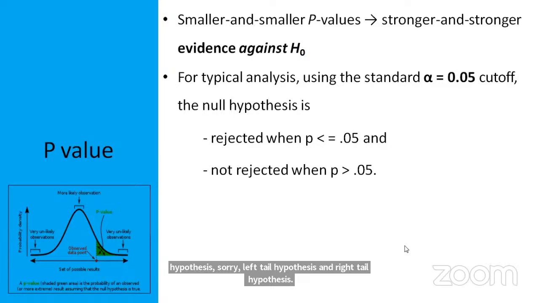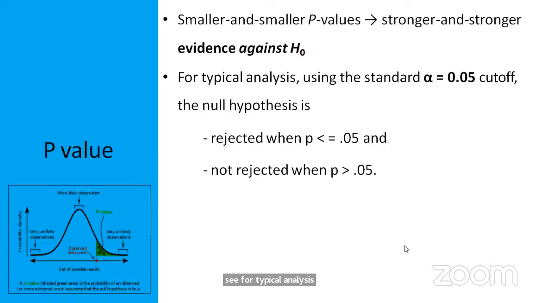See, for typical analysis, using the standard, we use alpha equal to 0.05. The null hypothesis is rejected when the p is less than or equal to 0.05. Whenever we do any statistical test, we can calculate the p value. So here there is no need to do any calculation. We simply apply the test.